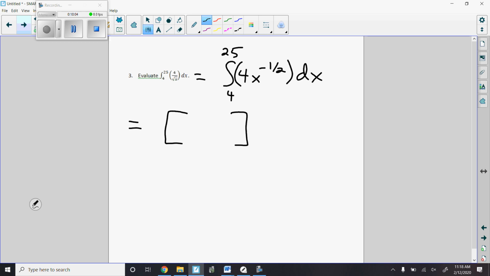The first thing I'm going to do is bump my power by 1. Negative half plus 1. Again, if you don't see that, think of 1 as 2 over 2. To have a common denominator, negative 1 plus 2 is 1 over 2, which is 1/2. And now I need to take my coefficient 4 and divide by half. But instead of thinking of it as 4 divided by 1/2, I want to think of it as 4 times 2 over 1. 4 times 2 is 8.